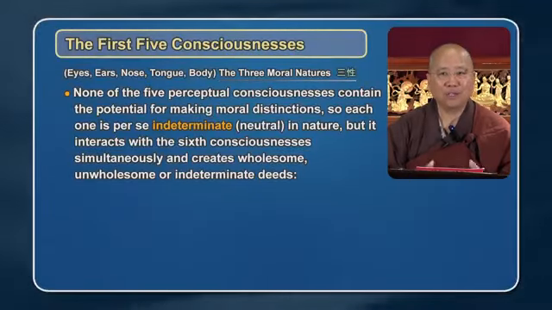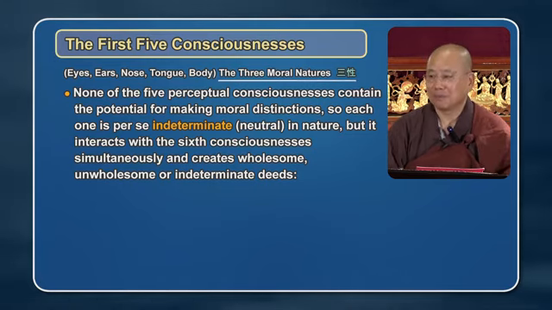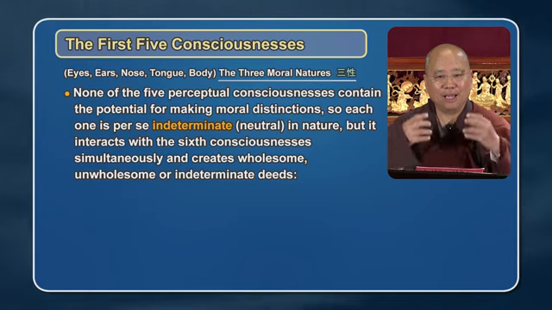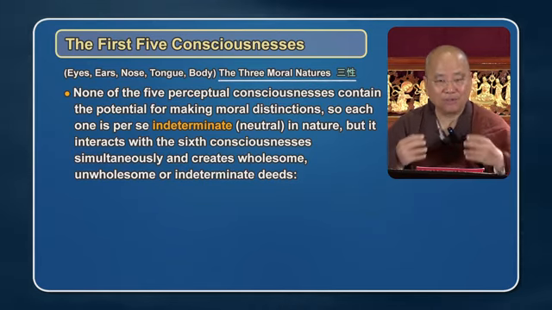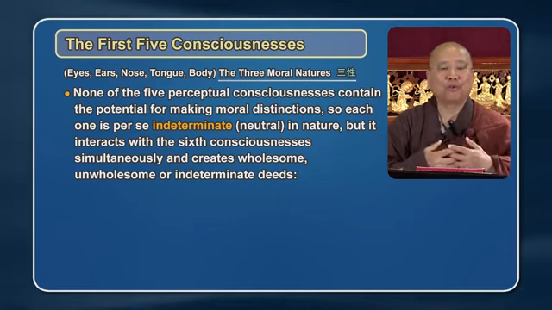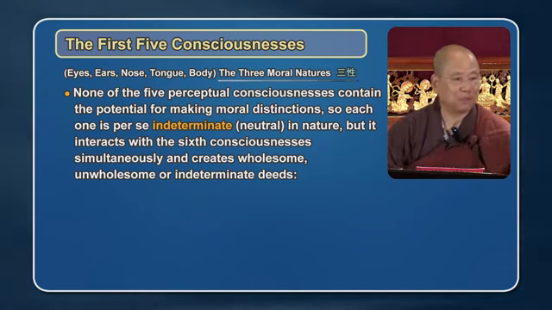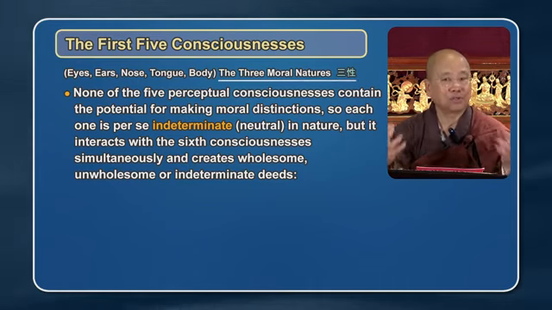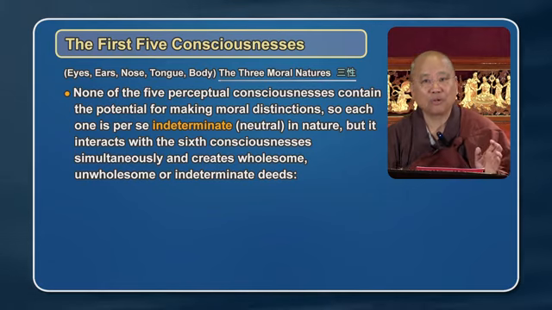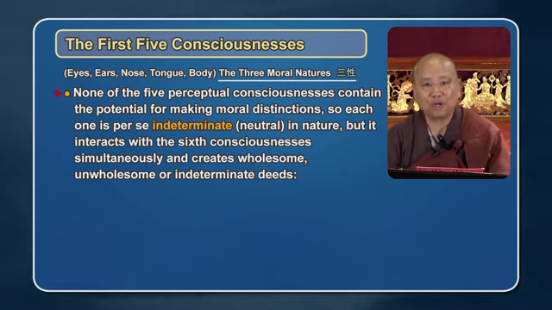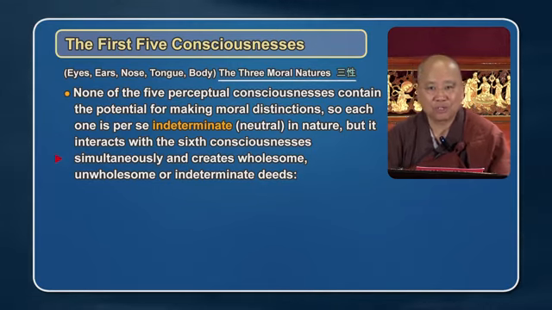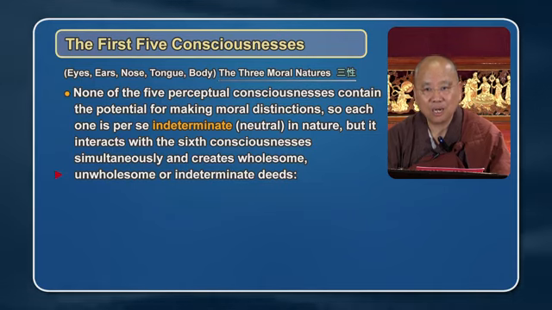your relationship with the world. Whenever the eyes, the ears, the nose, the tongue, and the body see something, and also when it carries out as a result of seeing something, listening to something, they automatically pass a moral judgment onto it. Or it itself actually creates certain moral judgment. We call it the moral natures of it. None of the 5 perceptual consciousnesses contain the potential for making moral distinctions, so each one is per se indeterminate in nature. But it interacts with the 6th consciousness simultaneously and creates wholesome, unwholesome, or indeterminate deeds.